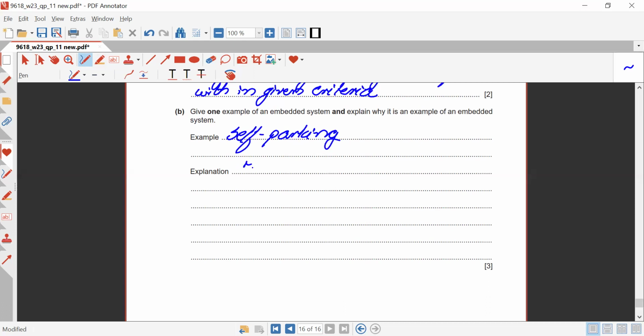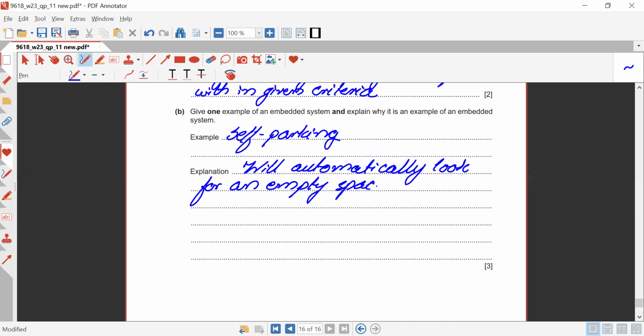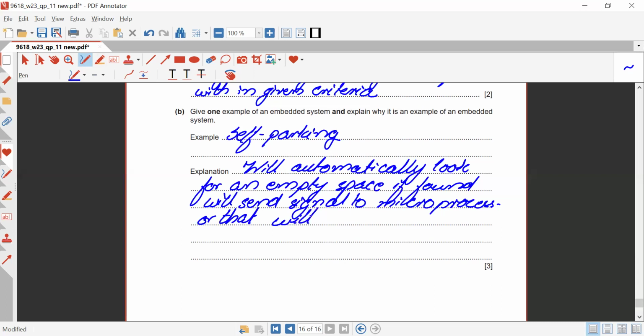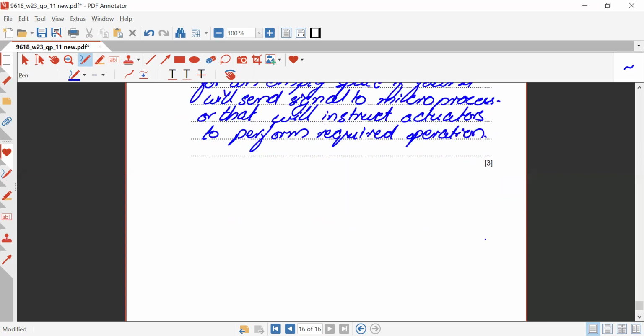Okay, explanation. Well, automatically look for an empty space. If found, will send signal to microprocessor that will instruct actuators to perform required operation. So this could be the answer for this thing.